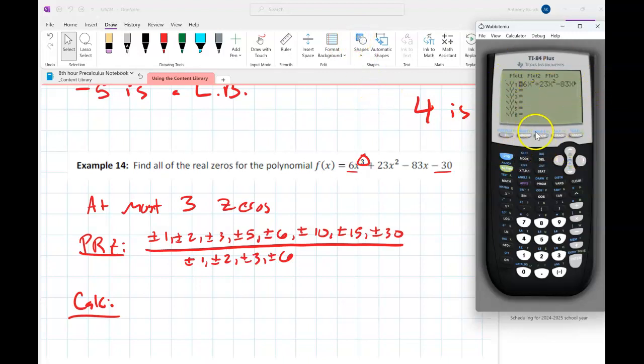All right, so I got this in here. Now I'm going to set a window. What is the smallest zero from this list of possible rational zeros? I'm going to use that for the x-min. What would be the smallest number on this list? Yeah, negative 30. Good. What's the biggest number? Positive 30, right? And really all I care about is the x-intercept, so I'm just going to leave my y-min as negative 2 and my y-max as positive 2. I'm going to hit graph now.